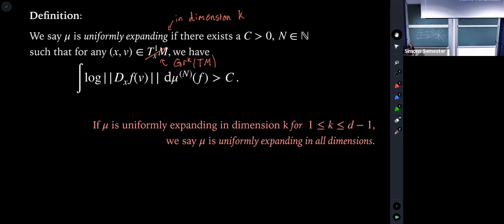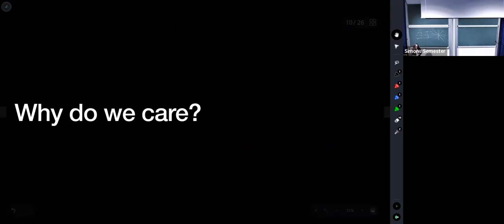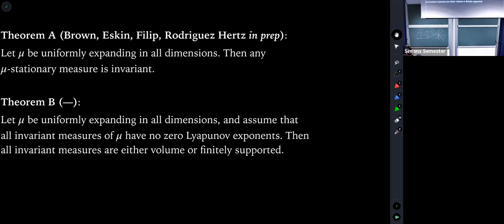Okay, all right, so why do we care? I've told you about an object, I've described it to you, and I've described some of its properties, but why do we actually care about it? The reason we care about this one in particular is because there are some theorems with quite strong results that are very connected to uniform expansion. These are works by Aaron Brown, Alex Eskin, Simeon Filip, and Federico Rodriguez Hertz. They're in preparation at the moment, over 200 pages last I heard.